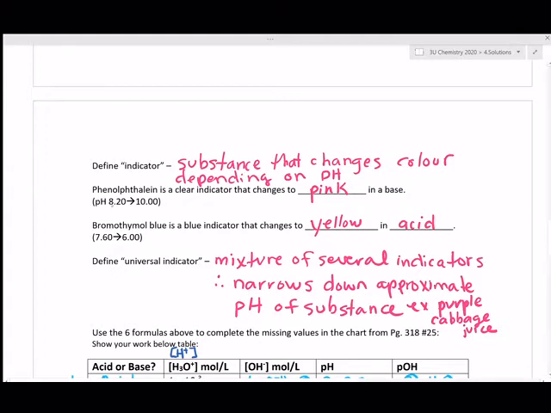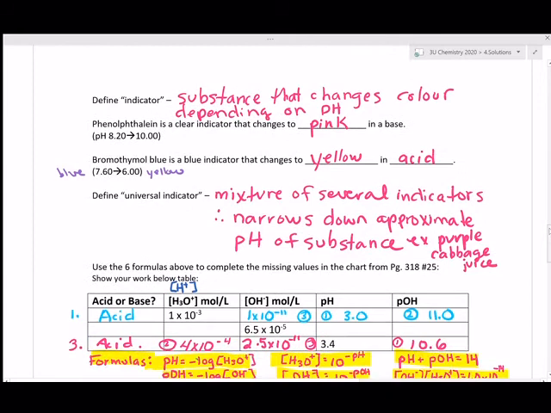So somewhere between 8.2 and 10, phenolphthalein will change from clear on the 8.2 and below side, whereas somewhere in that range, it's going to turn to pink. So the more basic something is, the pinker it will be. And then here's another common one that changes somewhere between 6 and 7.6. So on this side, bromothymol blue is yellow, and on this side it's blue. So it can help you identify if it's an acid or base. Now, universal indicators change a whole bunch of different colors, and therefore you can kind of guess at the pH better.